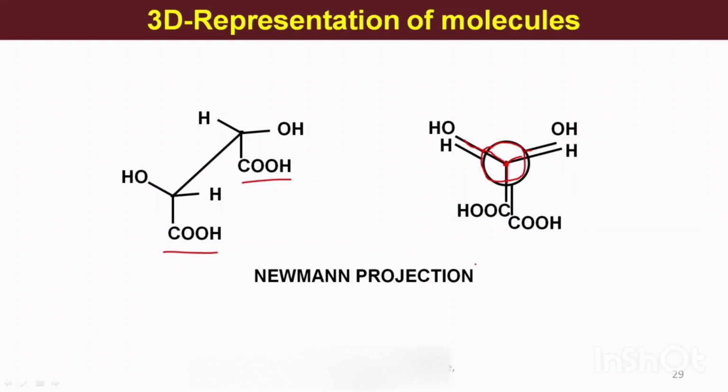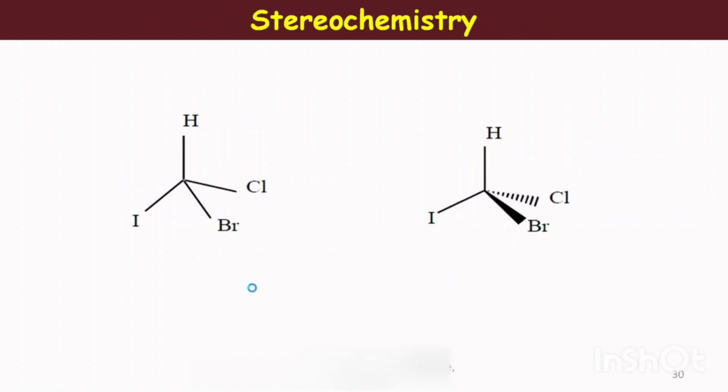Hence, when we see the Newman projection, the arrangement of atoms or groups is almost the same as Sawhorse. Like this, we can also convert the molecule to wedge formula or Fischer projection formula or Newman projection formula or Sawhorse projection formula. So, this will help us to view the molecule without losing its stereochemical information.